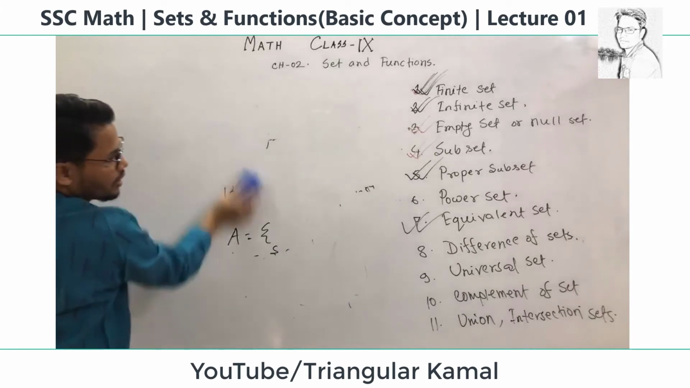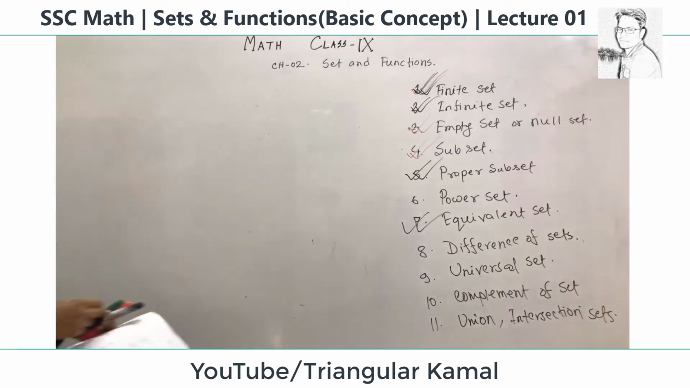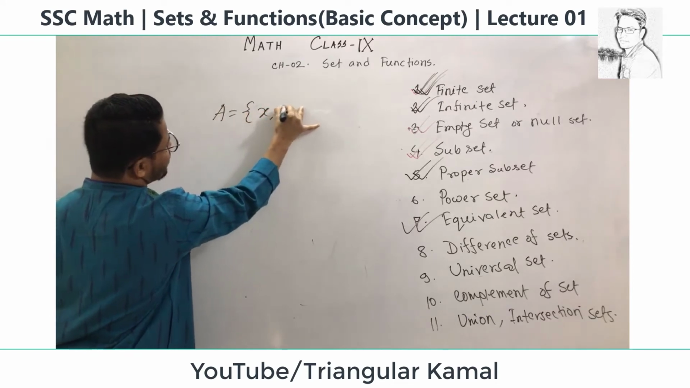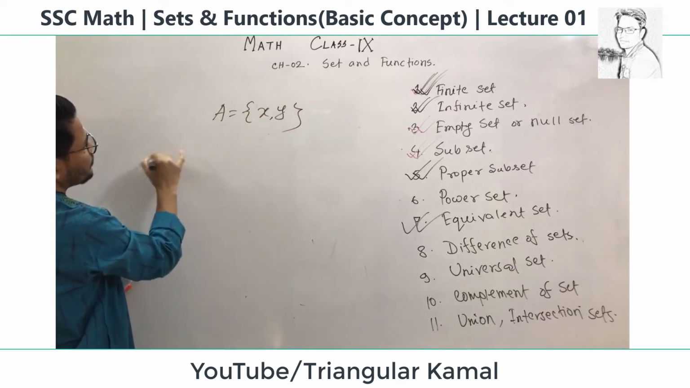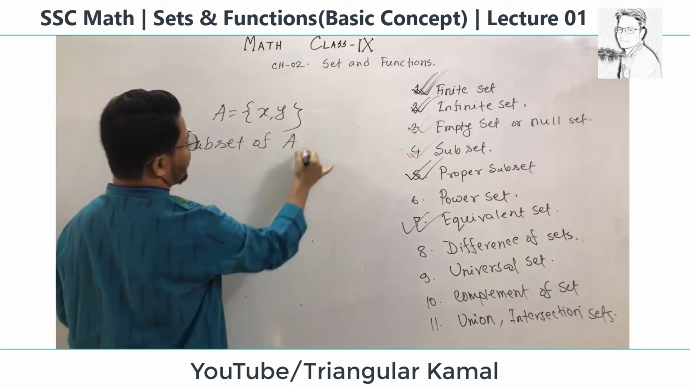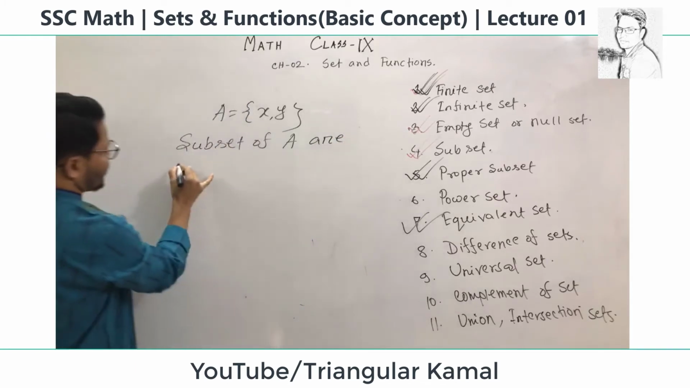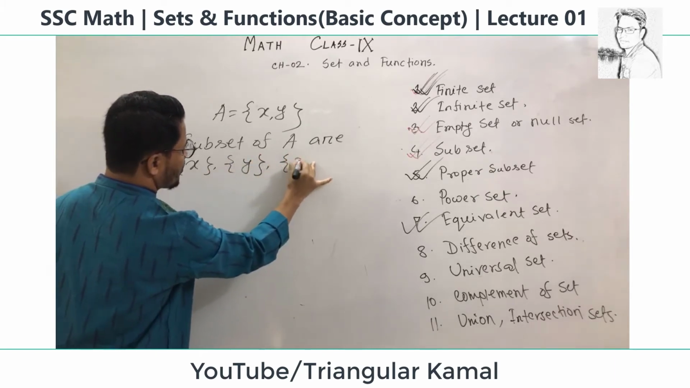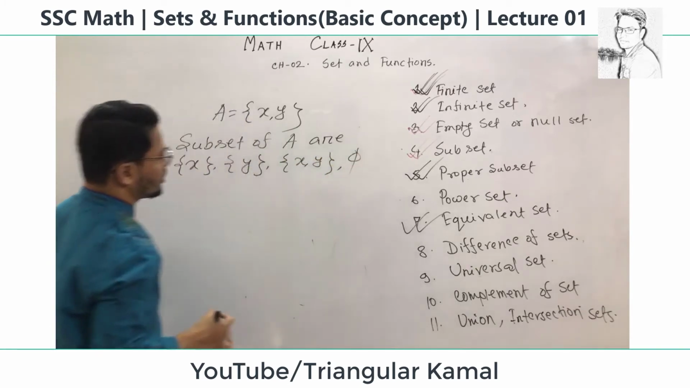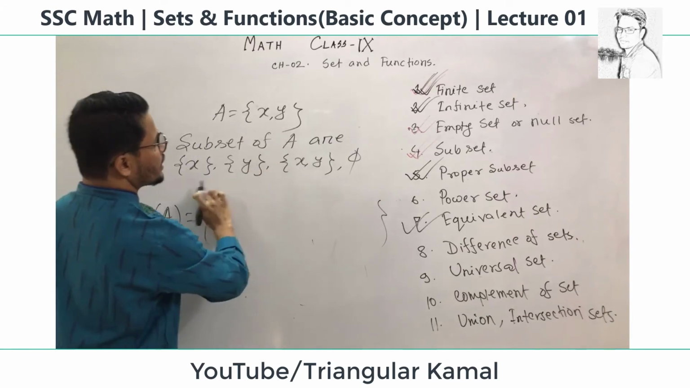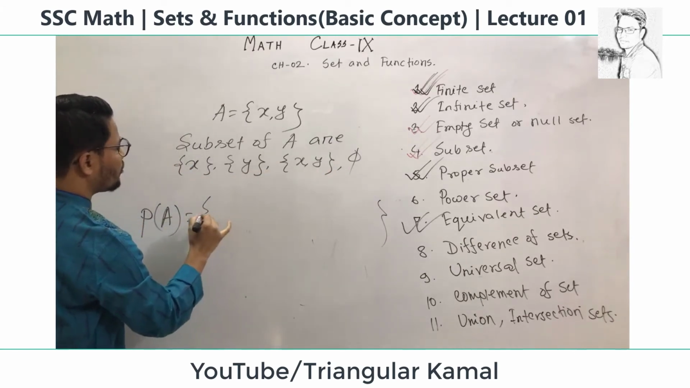Now next one is another one, power set. Power set is like this: A is a set whose elements are x and y, and whose subsets of A are x, y, xy, and the empty set. So the power set of A is taking all subsets. If you form another set with them, this one will be the power set.